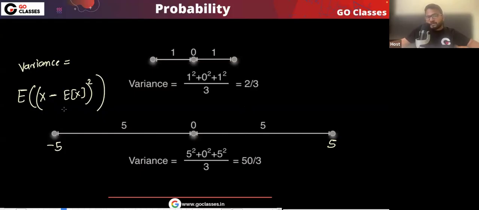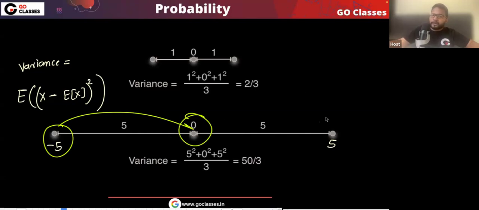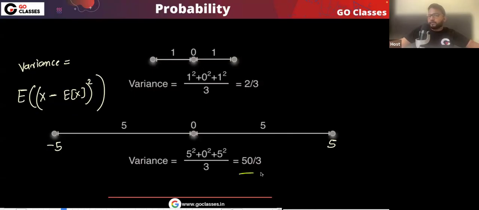But what I'm saying here is that variance is a quantity which, if you understand it through the formula, is the average of the distance of x from the mean, the square distance basically. You take the distance of each of these three points from the mean, square the distance, and then take the average. That will be the variance. Similarly, here the variance is 2 by 3, and here the variance is 50 by 3.